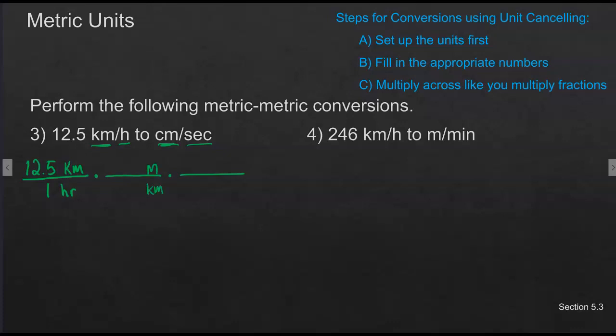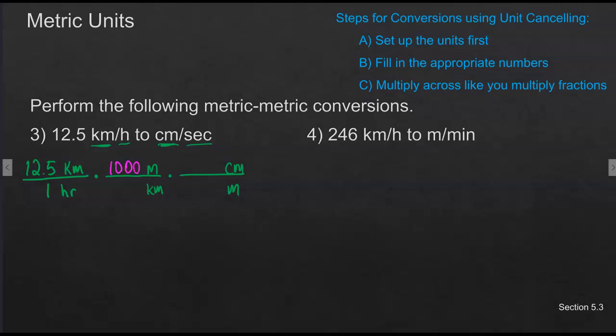Well, just because you can't find it on your chart, you can go from kilometers to meters, then meters to centimeters. And that's what we have to do. So we put the meters. Remember, we have to put these on the diagonal to cancel out the parts that we need to cancel. I'm not going to do the hours yet. I'm going to go ahead and do this part first.